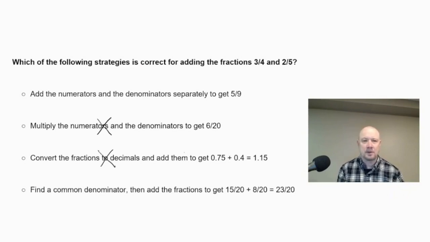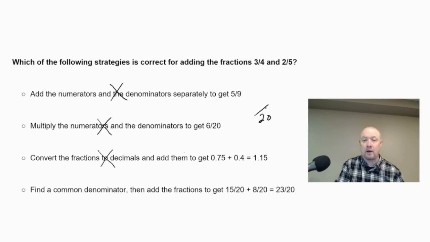And then the top choice is a common mistake that elementary school students make. They're going to add the numerators and the denominators separately to get 5/9. We don't want to do that. We always want to get a common denominator. So the common denominator between 4 and 5 would be the least common multiple, which would be 20.